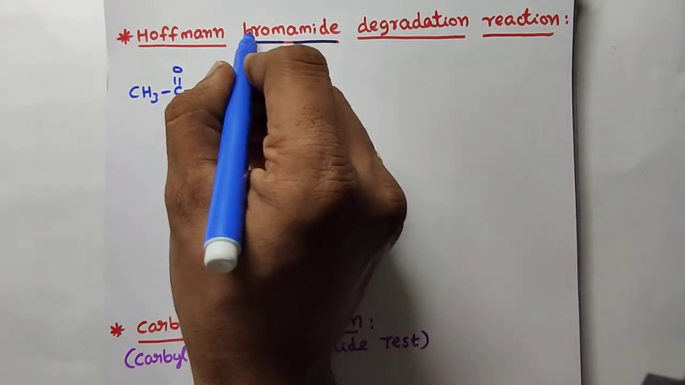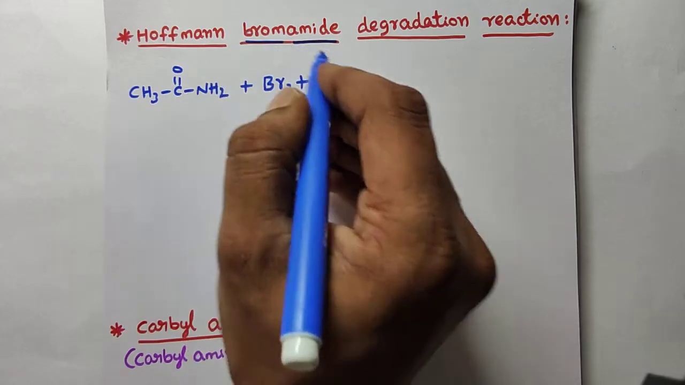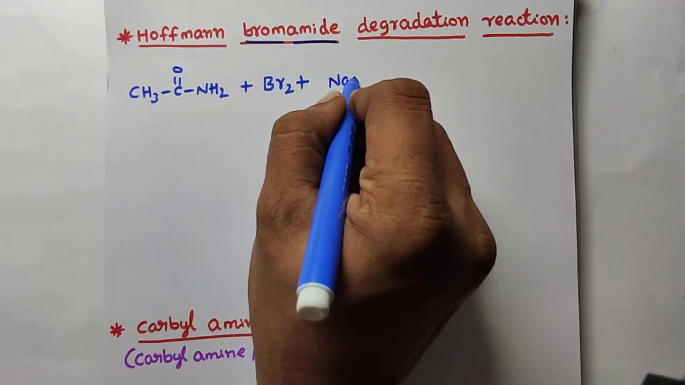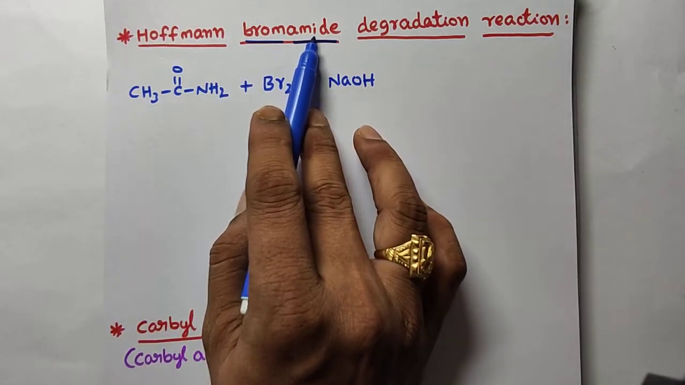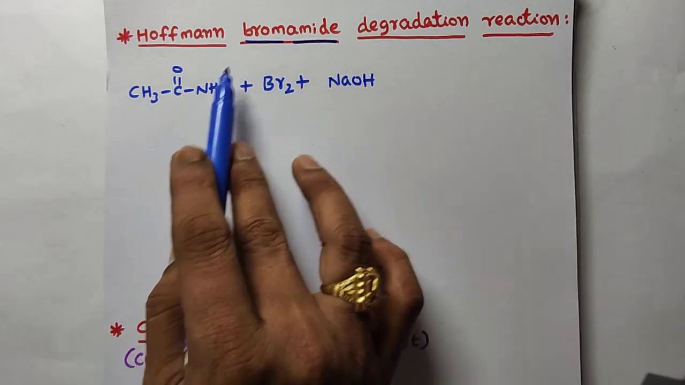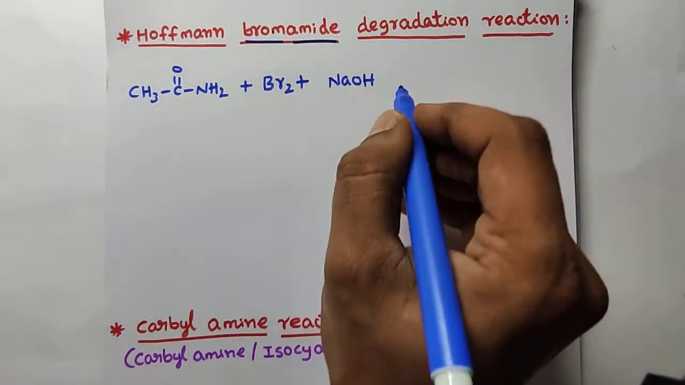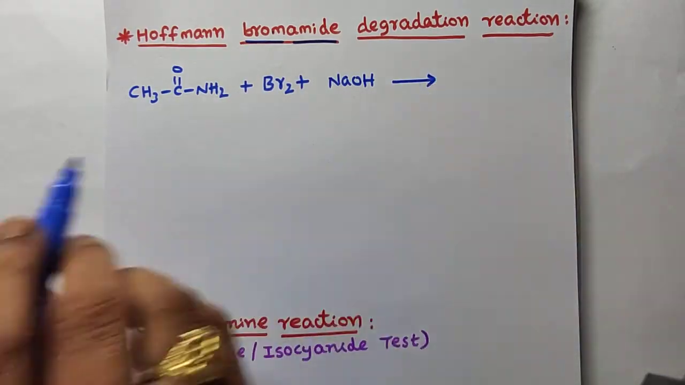Next, B for base. You can take NaOH as the base. Once again, how do you remember the reactants? Bromamide: amide, bromine, and B for base, NaOH. Okay, now let us write the products.